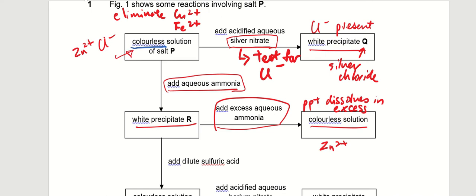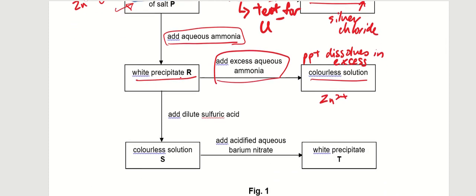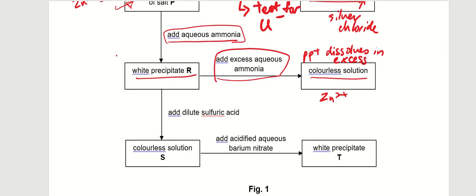Okay, now if you add aqueous ammonia to a solution containing zinc 2 plus ions, the precipitate you get will be zinc hydroxide, okay, which is Zn(OH)2. Later we will revise the formula as well. Okay, now when you add sulfuric acid to zinc hydroxide, you get a colorless solution S. Now this colorless solution S, if you think about it, is zinc hydroxide reacting with sulfuric acid.